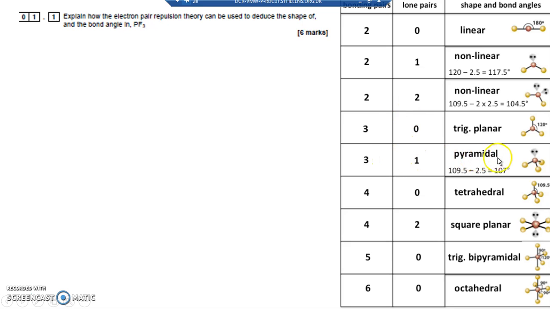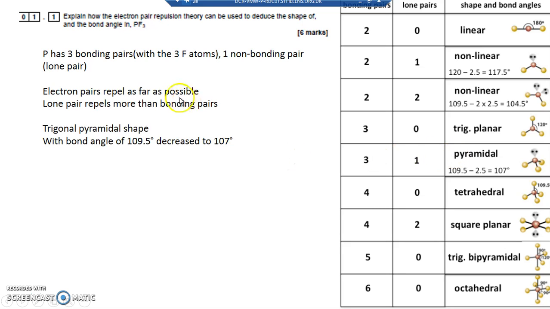So we've got something like this. We've got pyramidal, so it's like a tetrahedral shape, but one of the bonding pairs is replaced by a lone pair, so you don't see that, so you only see the pyramidal shape. Tetrahedral is 109.5, take away 2.5 is 107. So 3 bonding pairs with 3 F atoms, 1 non-bonding pair or 1 lone pair.